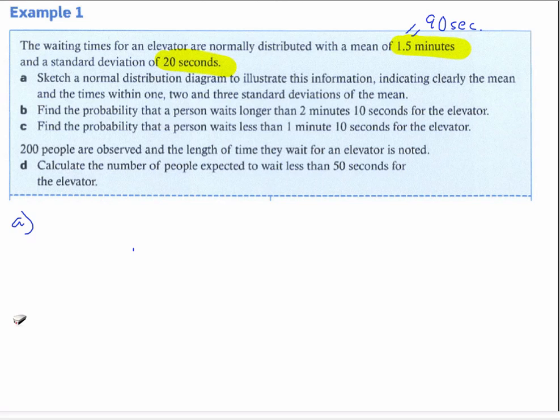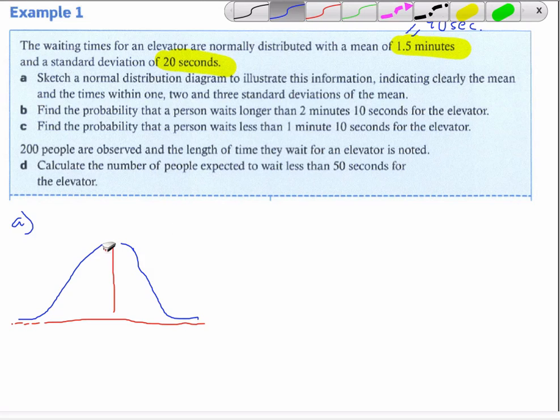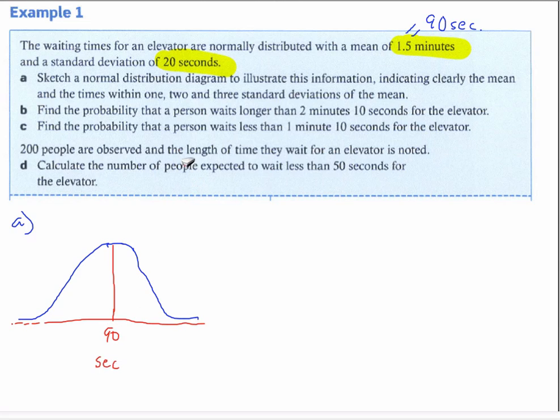So let me draw a normal curve here. Try to make it look as symmetrical as possible. Maybe that wasn't the best normal curve ever. Actually, let me draw it a little bit differently. So here's the mean. The mean's 90 seconds, right? And it says indicating clearly the mean and one standard deviation, two standard deviations.